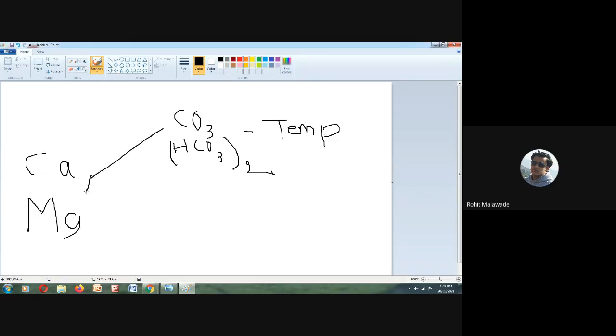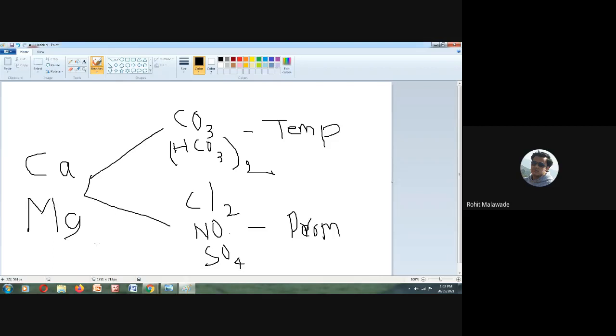Now, if the calcium and magnesium is associated with chlorides, nitrate (NO3, NO2), or sulfates (SO4), then it makes the water permanent hardness. So you need to remember this. It is going to be the permanent hardness.